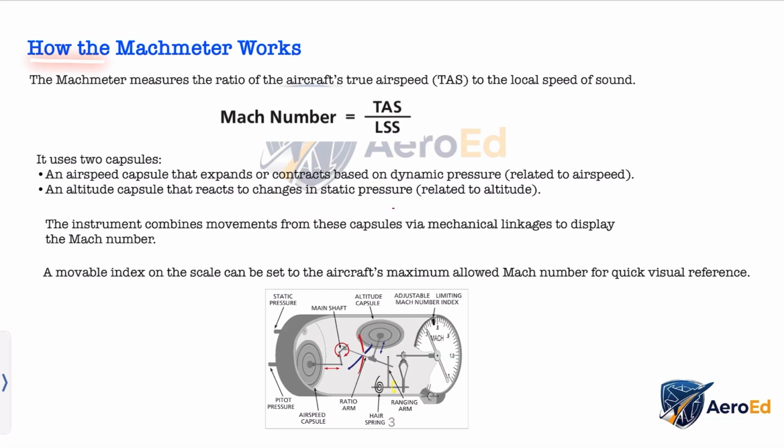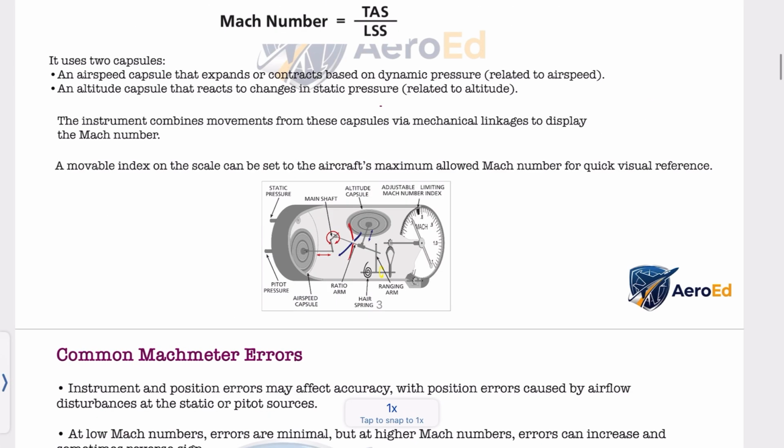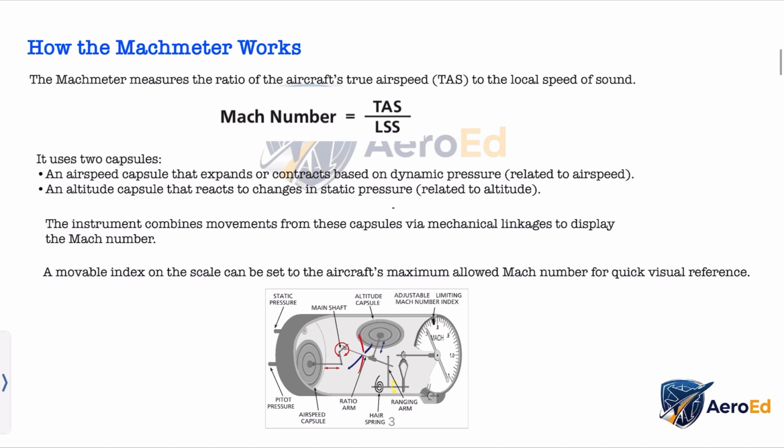Now we're going to study how the Mach meters work. Let us look at the construction of the Mach meter first. If you see the construction, you will see that there are two capsules. First is the airspeed capsule, another one is the altitude capsule. But what is the reason behind having two capsules? I will explain you later. But first let's read this.